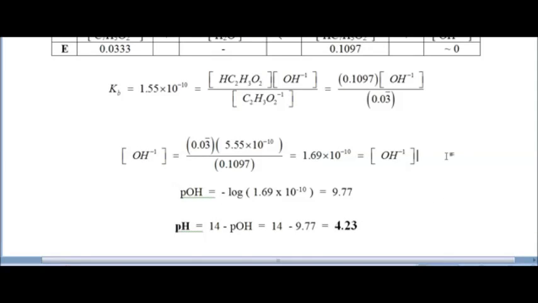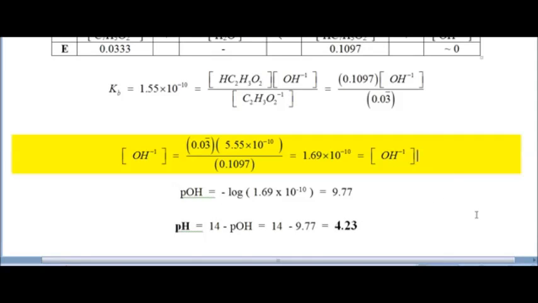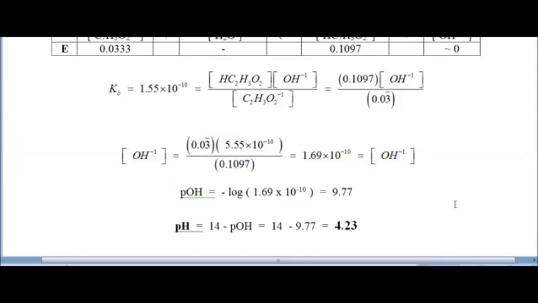Alright, solving for the hydroxide, here are our values that are given here, and now we can solve for the pH after we find the pOH. So in this case, we have a pH value of 4.23.